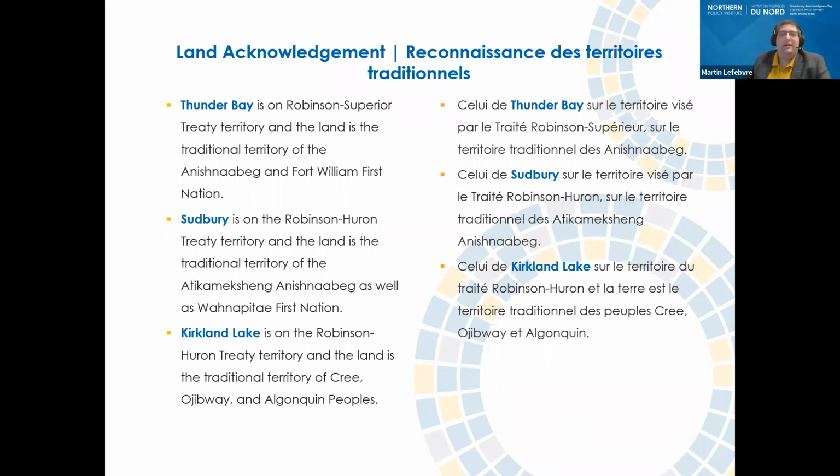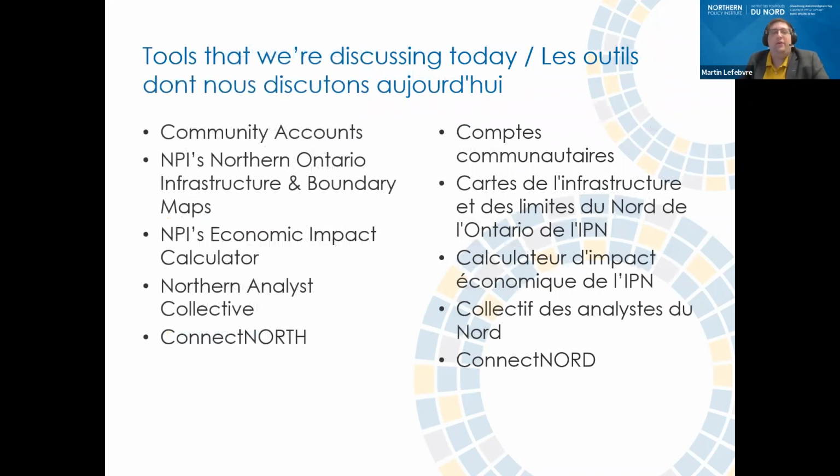Welcome to this presentation. We're going to be looking at a few of the various tools that NPI has for our community groups here. First, I'll start off with our community accounts program, which is a really cool one-stop shop to get a lot of community data. If you're working on a grant application or you just want to know all the Statistics Canada data without having to dig through the Statistics Canada website, it's a one-stop shop for a lot of very interesting community data. After that, we have our map library, where we have the Northern Ontario infrastructure and boundary maps.